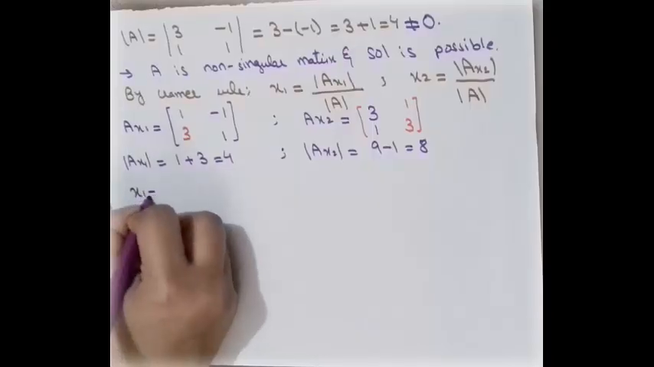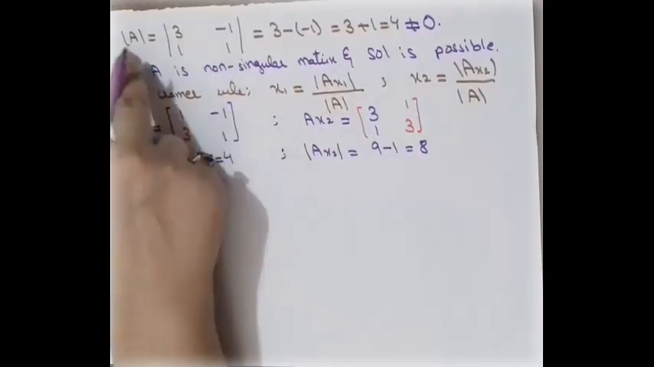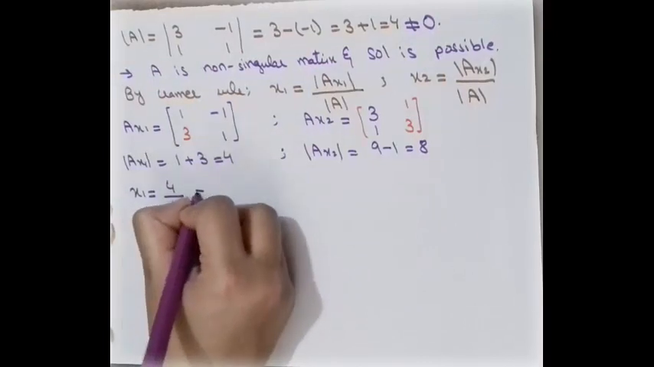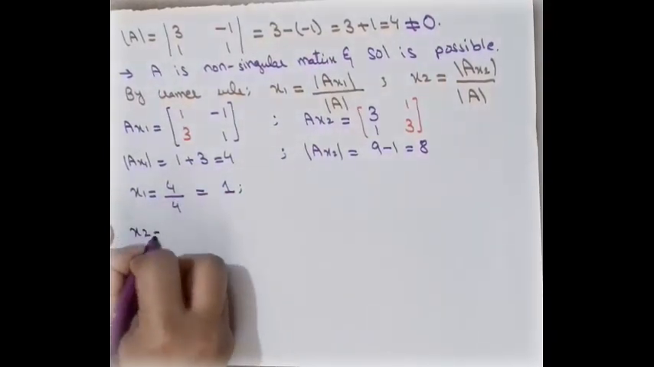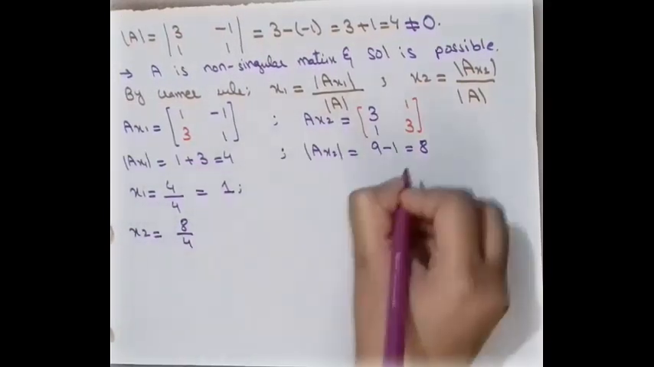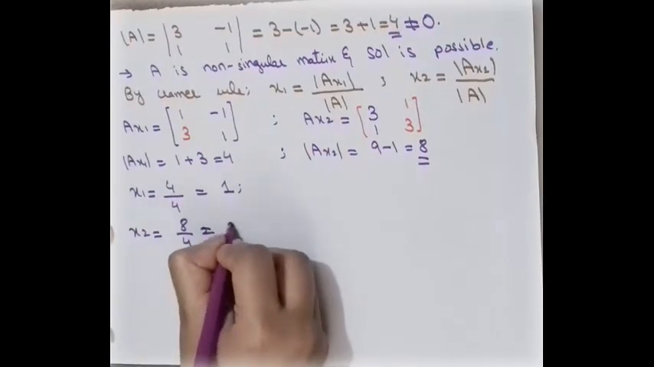So we can calculate x1 by putting the value 4, and the value of the determinant of A is 4, so it will be positive 1. And for x2, it will be 8 over 4, as the value is 8 and the determinant is 4, so it will be 2.